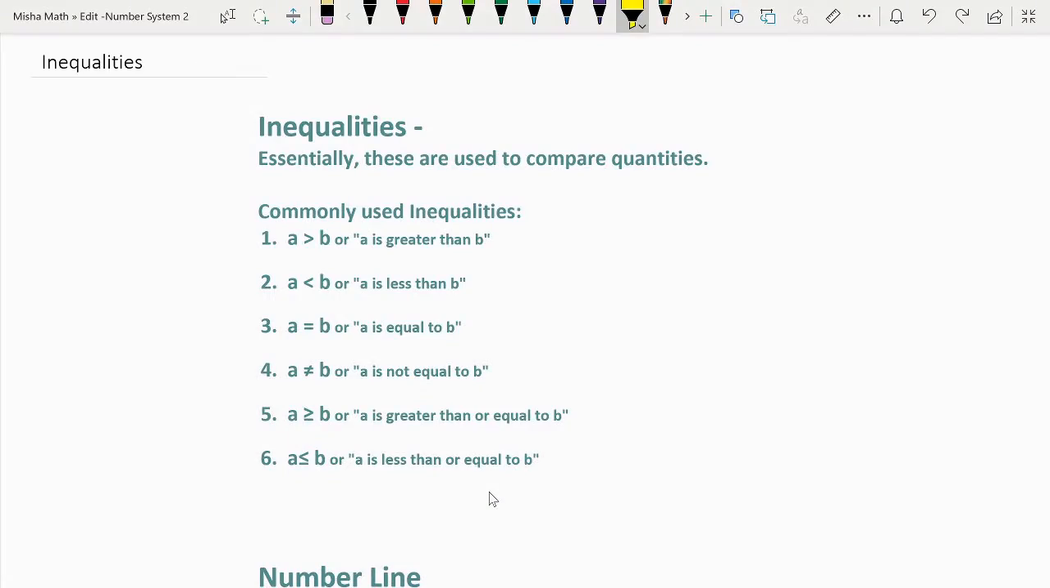Welcome to my presentation on inequalities. So let's go over what an inequality is. An inequality is basically used to compare quantities. So let's go over some common inequalities.